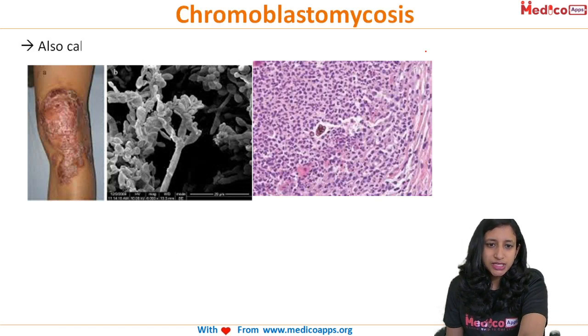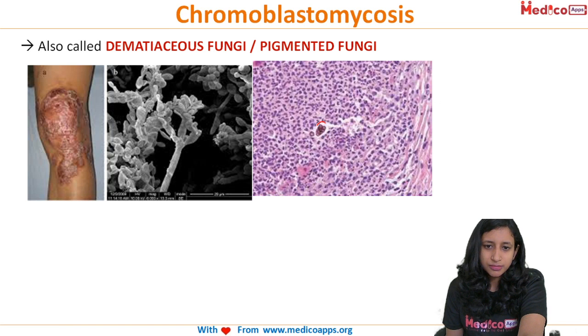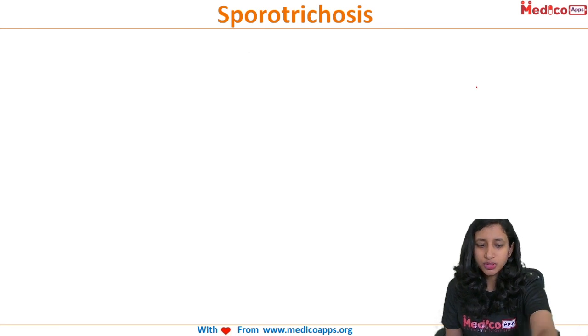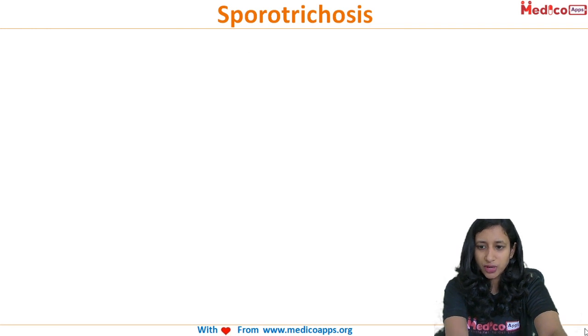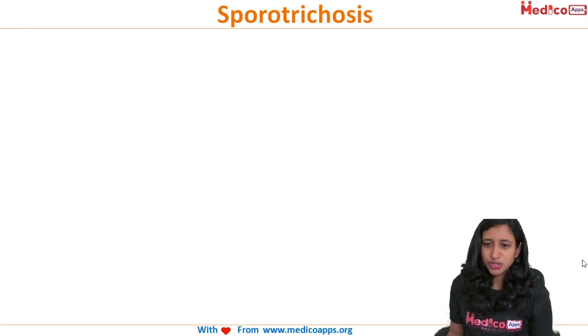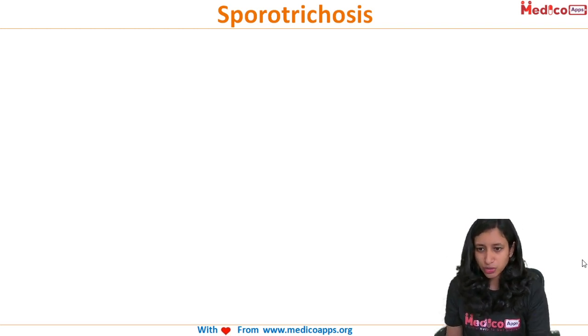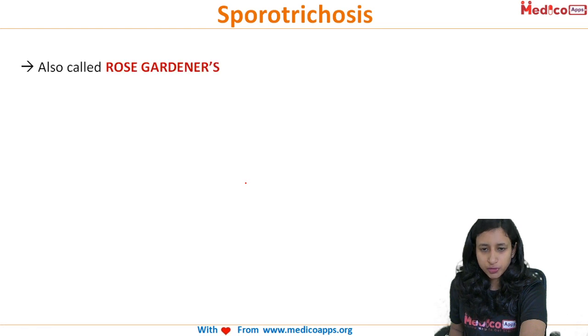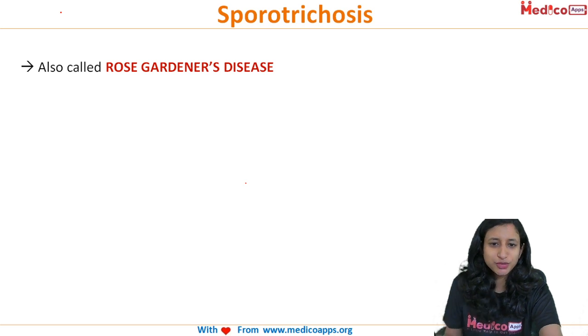Now these are the lesions that you see, and if you can see here, this is what is known as your sclerotic body. Now coming to the next important one, it is what is known as sporotrichosis. Now this is another important one that you have to understand. Sporotrichosis is an important topic because this is also something that is commonly asked in your exam. So you should be able to know everything about sporotrichosis. Now coming to sporotrichosis, it is also known as Rose Gardener's disease. This is an important thing to remember.